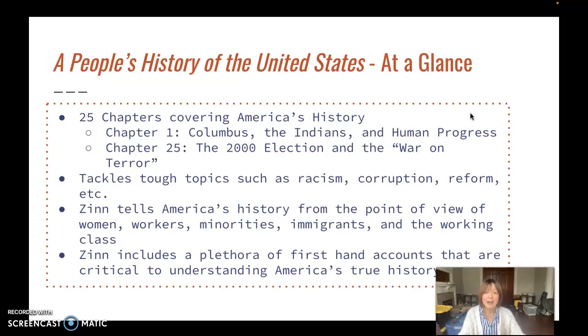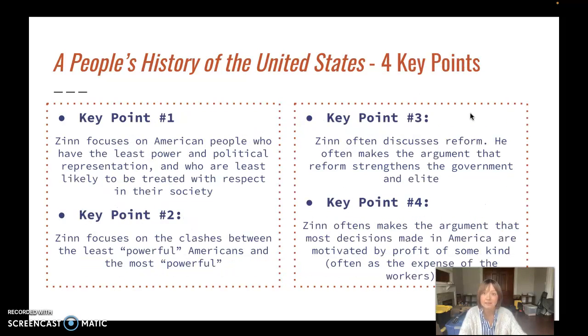The book tackles really tough topics such as racism, corruption, and reform, and the book is set up where you can see the everyday American clashing with the politicians in the government, or what he sometimes refers to as the elite or the establishment. And then, once again, he tells America's history from the point of view of women, workers, minorities, immigrants, and the working class. And he includes a plethora of firsthand accounts, which are crucial to understanding America's true history.